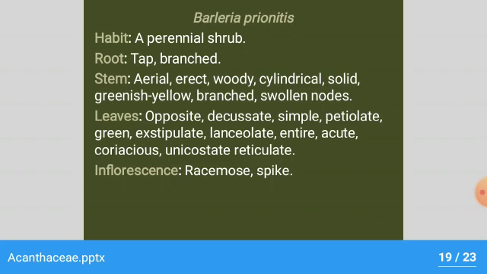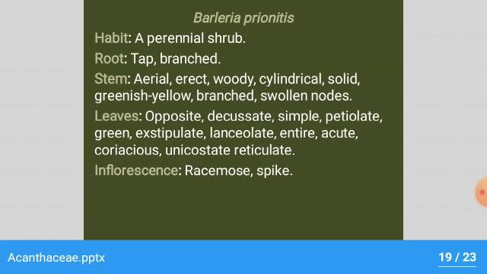This is Barleria prionitis. This is one of the best examples of family Acanthaceae. The general habit of this plant is a perennial shrub. Root generally tap and branched system. Stem aerial, erect, woody, cylindrical, solid and greenish yellow in color. Branched stem, swollen at nodes. Leaves generally opposite, decussate, simple, petiolate, exstipulate, lanceolate, entire, acute, coriaceous, that is leathery in nature, unicostate reticulate.